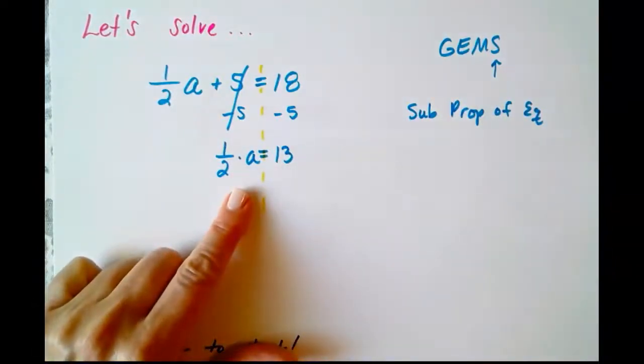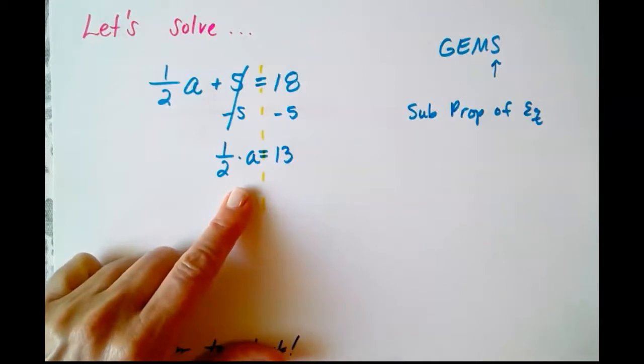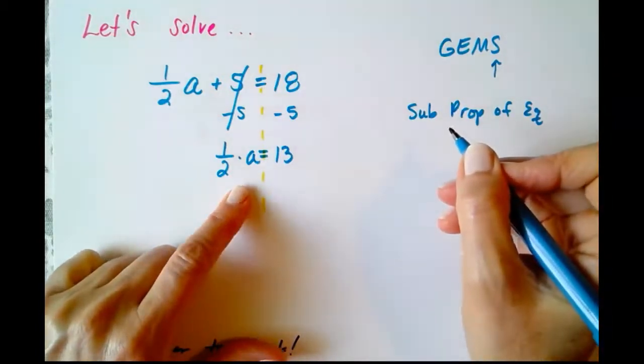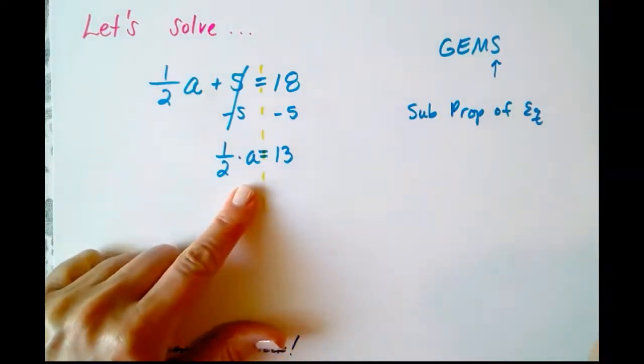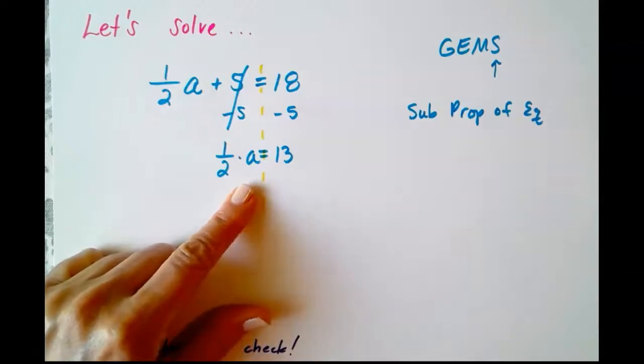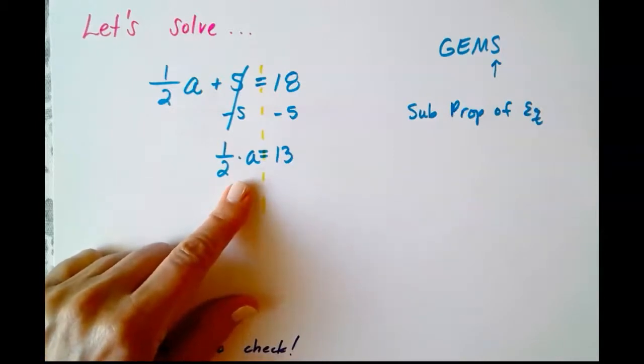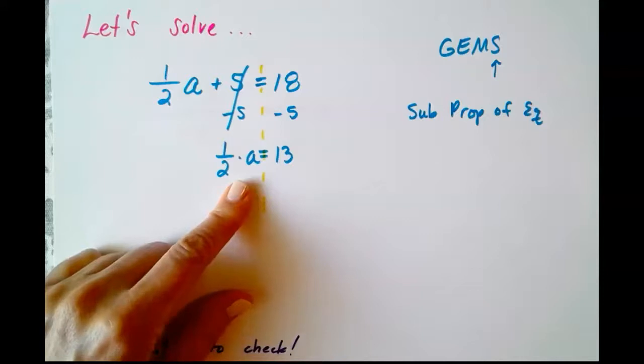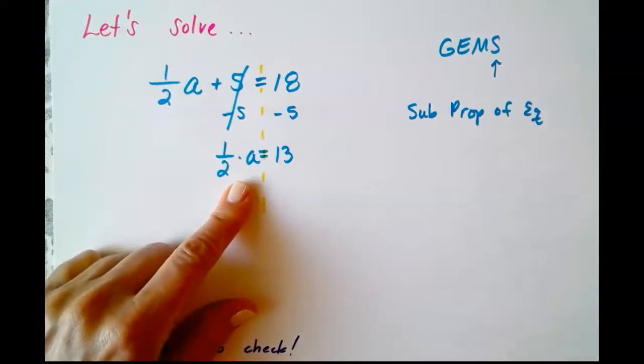Let's think about this. 1/2 a means exactly the same thing as a divided by 2. Consider this question. If I ask you for half of 10, half of 10 would be 5. That means exactly the same thing as 10 divided by 2. It's also 5. So if I want to undo a fraction here, my best option is not to divide by a fraction because that's messy. Think about it. The inverse of multiplying by 1/2 would actually be multiplying by 2.